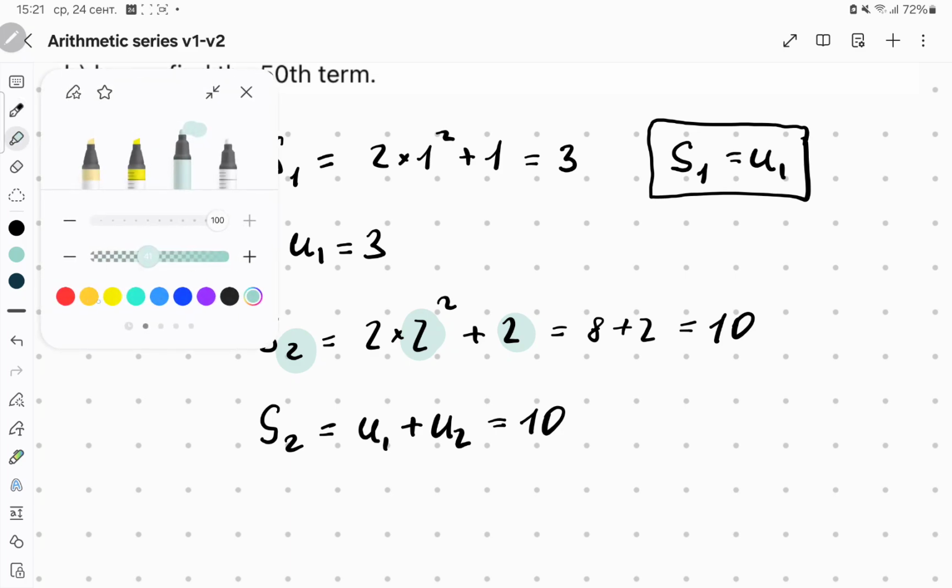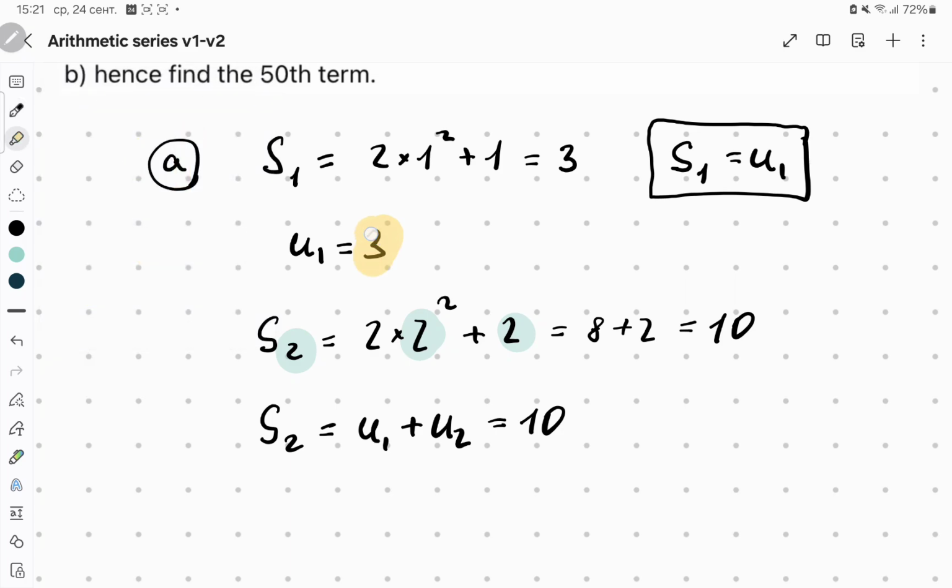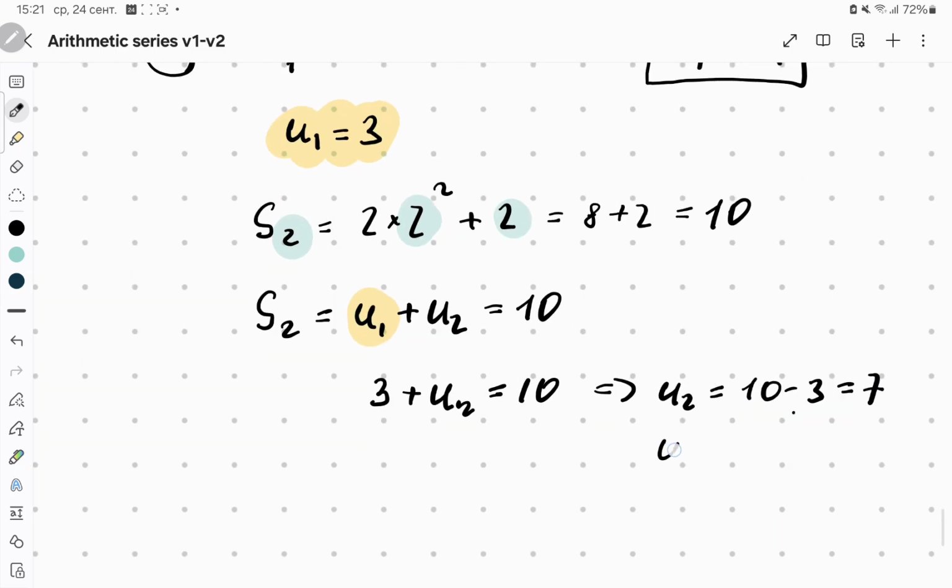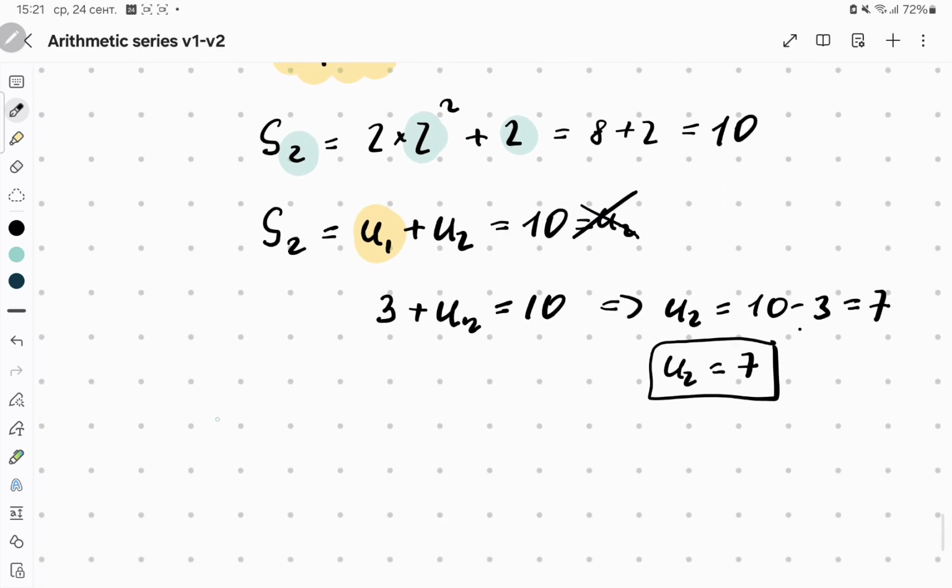And as we obtained previously, U1 is equal to 3. So let's put 3 here. 10, and that's why U2 is equal to 10 minus 3. It is 7. So it is a usual mistake of students that they confuse U2 with S2 and say that U2 is equal to 10, which is wrong.